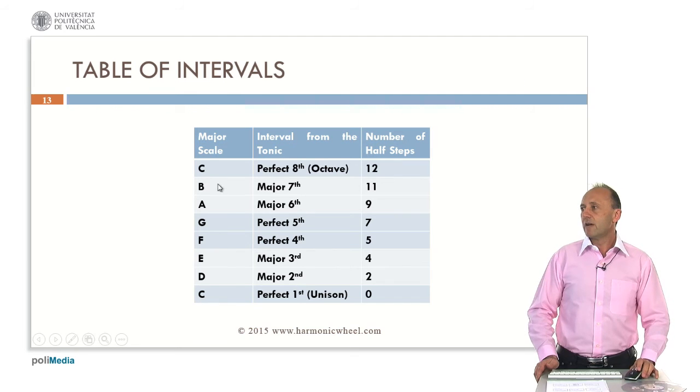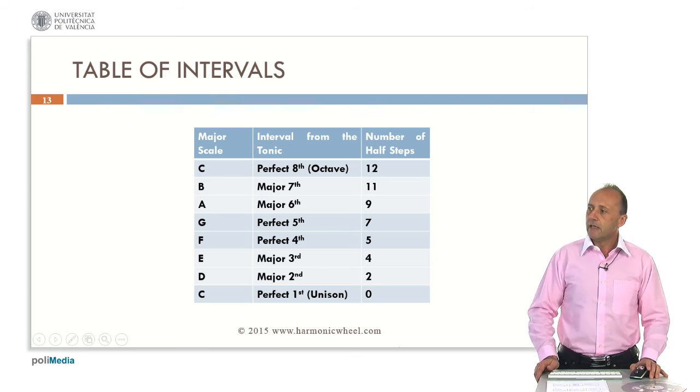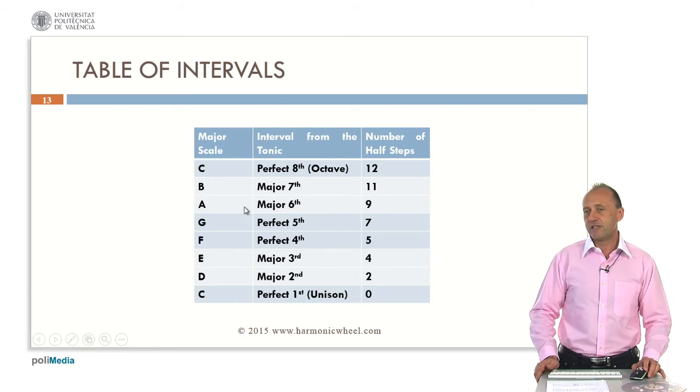In this table we have the notes of the C major scale in the first column, then the name of the intervals from the tonic, and in the last column the number of half steps. With this table we can find any interval from note C. For example, from C to A flat we have a sixth interval, but it has a half step less than the major sixth, so it is a minor sixth.